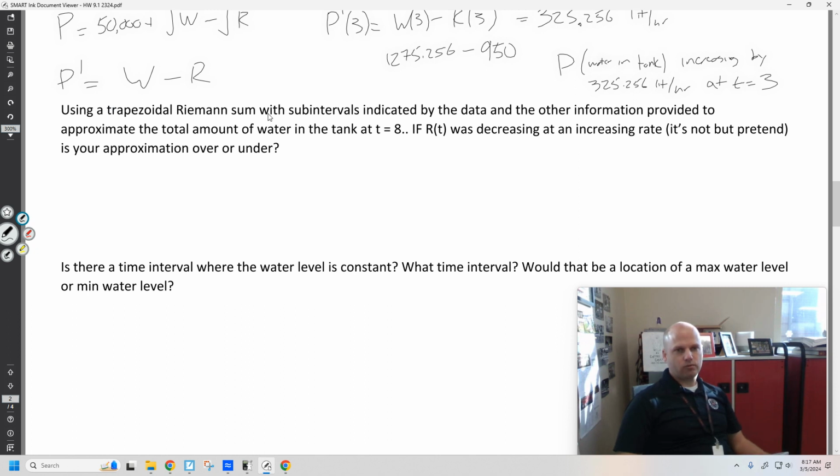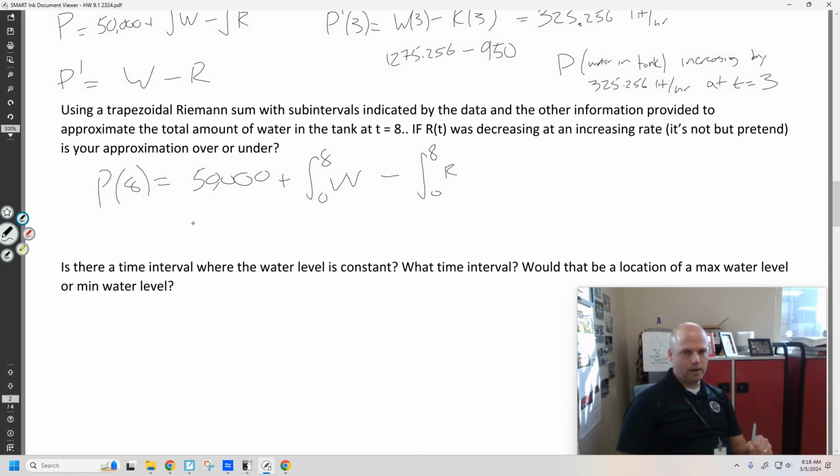Okay, using a trapezoidal Riemann sum with sum of intervals indicated by the data and the other information provided, approximate the total water in the tank at time 8. If R of t was decreasing at an increasing rate, it's not, but pretend, is your approximation over or under? Okay, so we're trying to find the total amount of water in the tank at time 8. We had an initial amount. We need to accumulate our rate in to get a total in. Then we need to subtract accumulation of our rate out, which will be a total out.